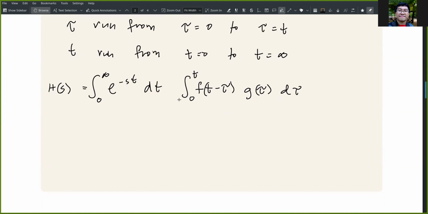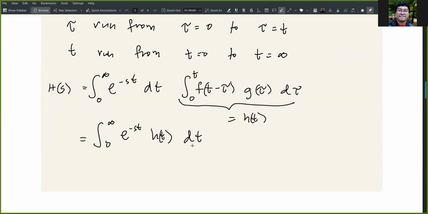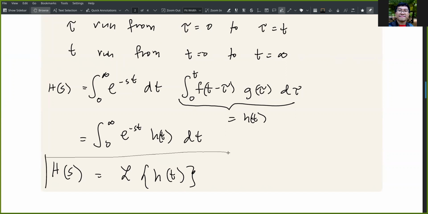So this one here, we can call this our h. So this becomes the integral from 0 to infinity of e to the minus st h(t) dt, which means that this is the Laplace transform of h(t), and that proves the theorem.